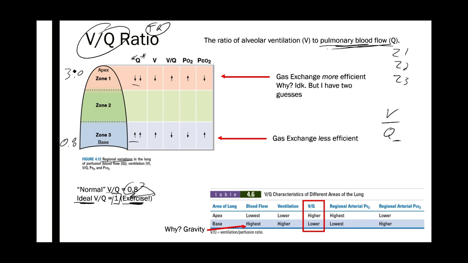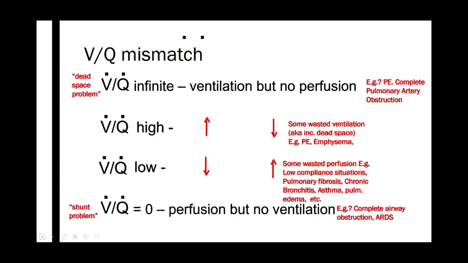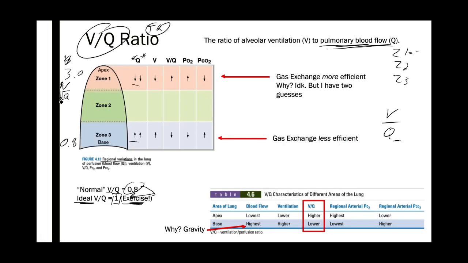And that makes sense that the VQ ratio up here would be higher because, let's draw it over here, you have a lot of ventilation, right? So the numerator is going to increase in zone 1. It's like the first place the air hits when you're breathing in. And then, if you remember, we talked about earlier, the Q is going to be the lowest of all the zones of the lung. The top of the lung has the lowest pulmonary blood flow because of the gravitational effects.